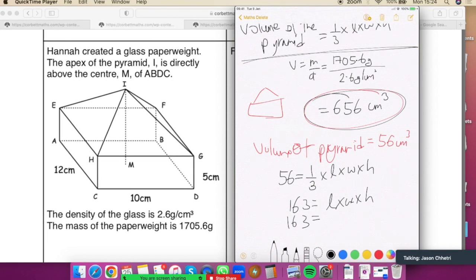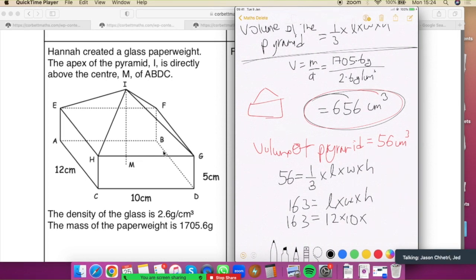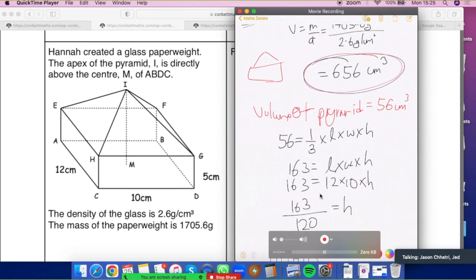And then, do we know the length? The length is, we know that is 12. We know the width is the same as the length of the cuboid. The length of that pyramid is the same as that. That's 10. And then the height, we don't know what that is just yet. So 168 over 120. Did you divide by 3?